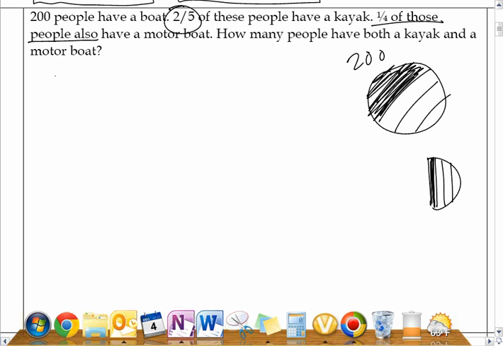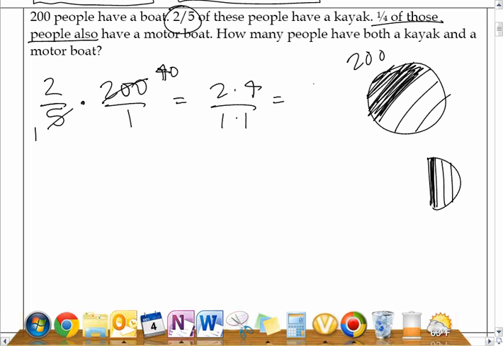So first we're going to do 2/5 times 200 over 1. 5 goes into 200 40 times, and 5 goes into itself once. 2 times 40 equals 80. 80 people with kayaks.